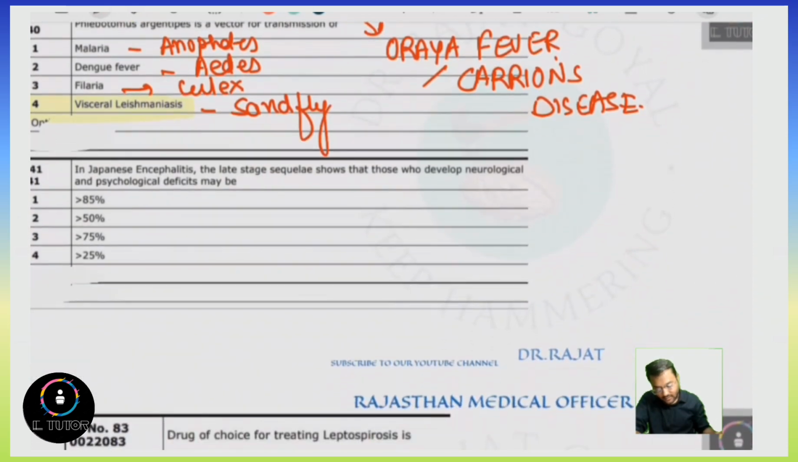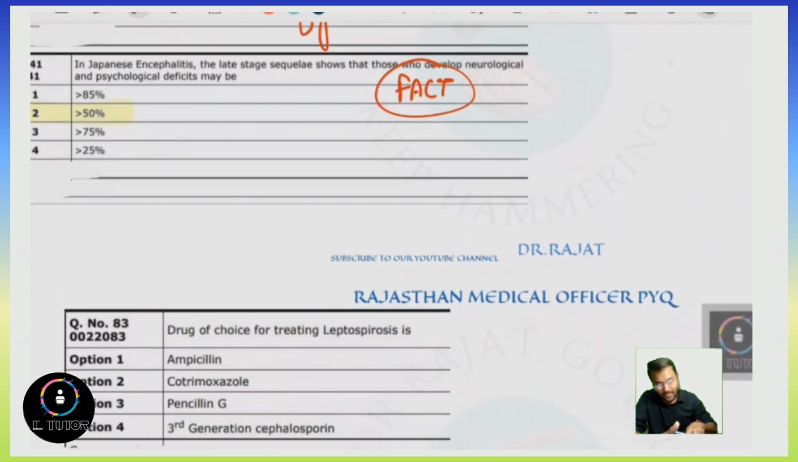Next question is: in Japanese encephalitis, the late stage sequelae show that those who develop neurological and psychological deficit may be... This is a fact based question, and the answer here will be greater than 50%, because in the late stage of Japanese encephalitis more than 50% will show neurological and psychological deficit. So the answer here will be greater than 50%.